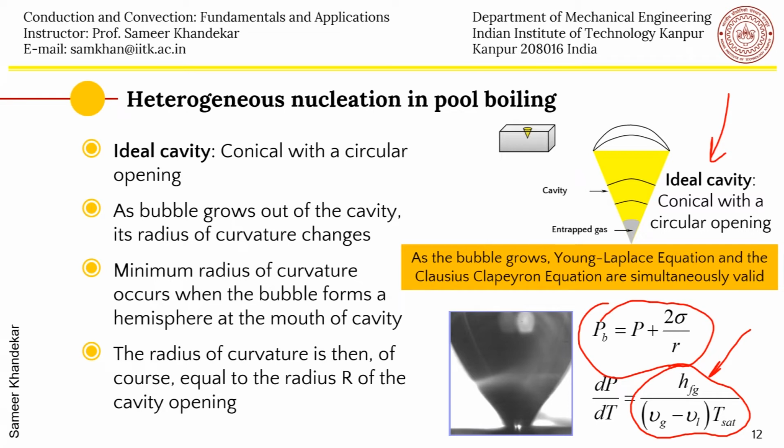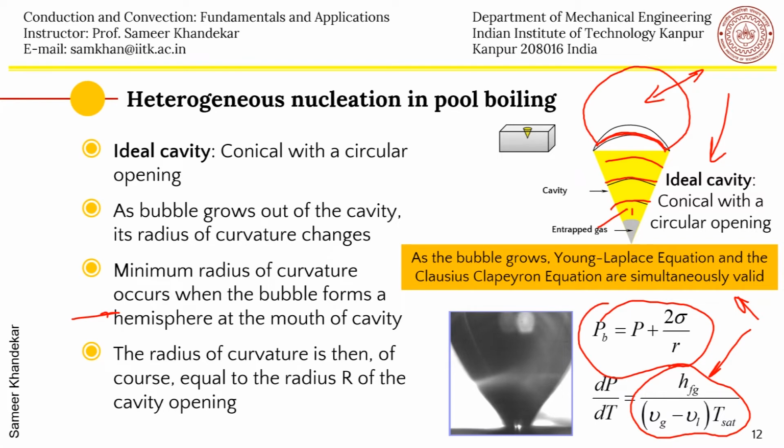And now if it has to grow further, then this Clausius-Clapeyron equation must get satisfied, and simultaneously, as we just saw, the Young Laplace condition should also get satisfied. So as the bubble grows, the Young Laplace equation and the Clausius-Clapeyron equation are simultaneously valid. In this, of course, we assume a quasi-steady growth, and there are no metastable conditions. The minimum radius of curvature occurs when the bubble forms a hemisphere at the mouth of the cavity, and therefore the radius of curvature is equal to the radius of the cavity opening.